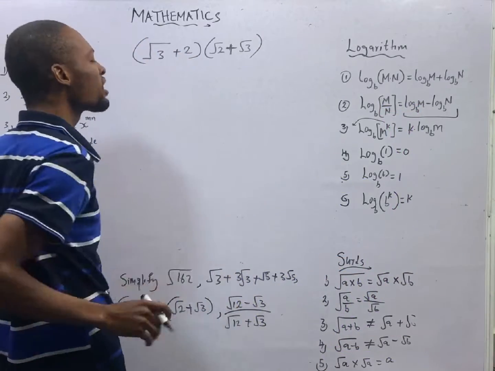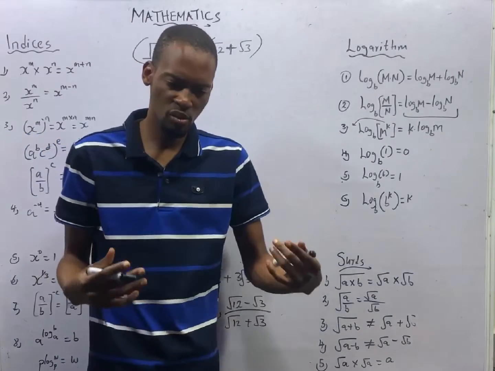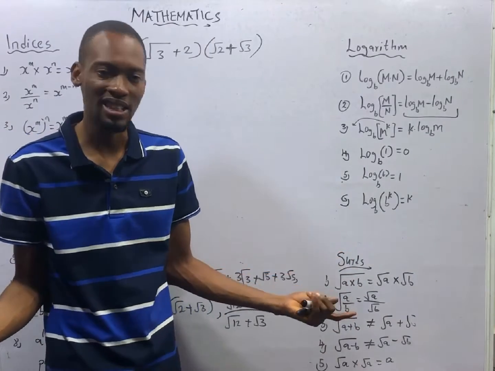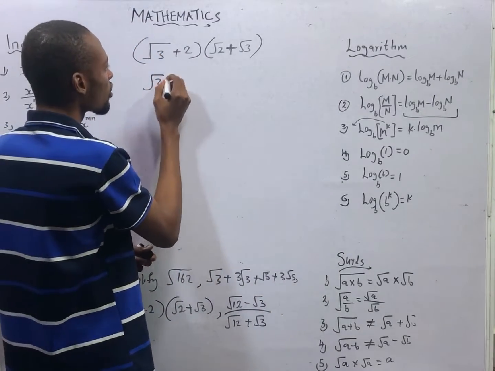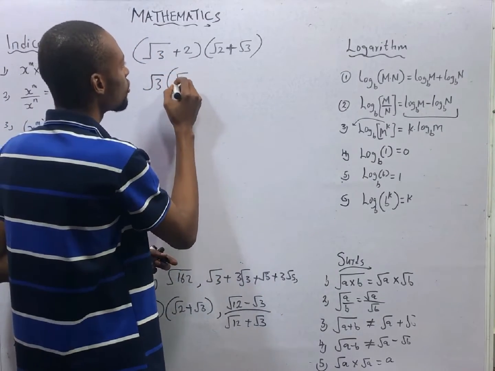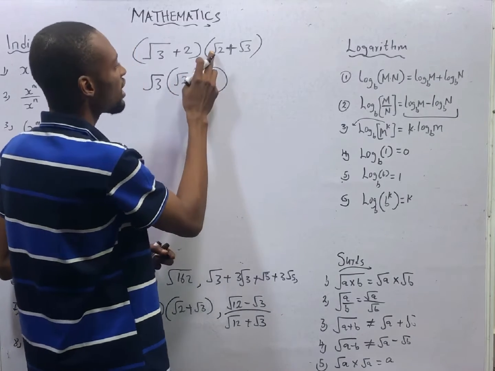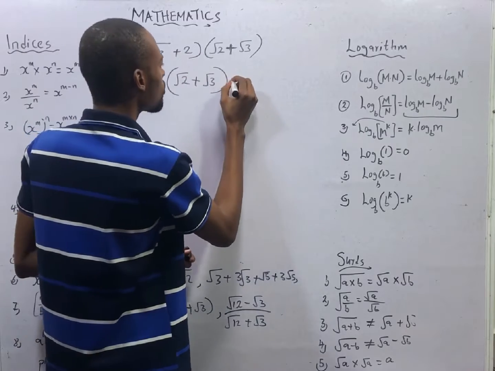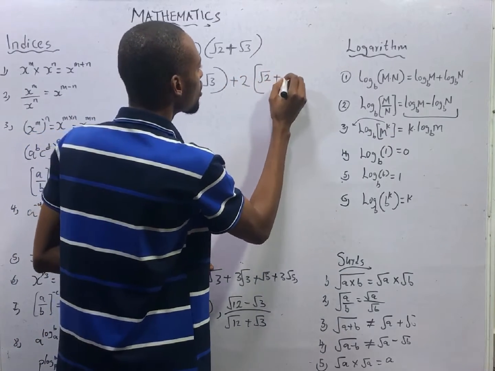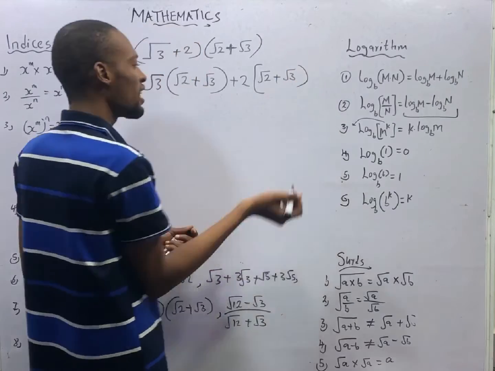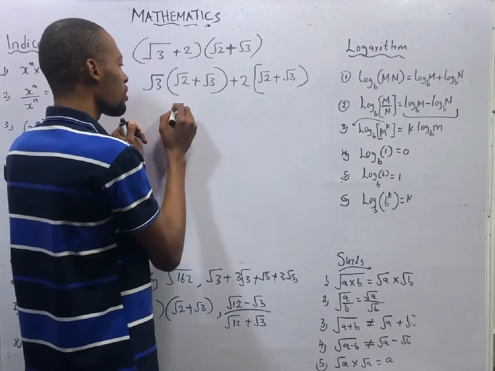This is under multiplication of surds. The way you multiply surds is the way you do normal opening of brackets, which means you use root 3 to multiply root 2 plus root 3. Now, here is plus 2. So, plus 2 to multiply root 2 and root 3. That is basically it. Root 3 times root 2 is root 6.